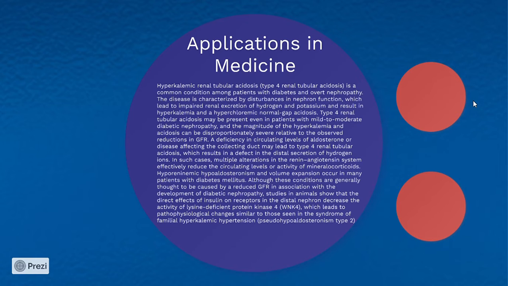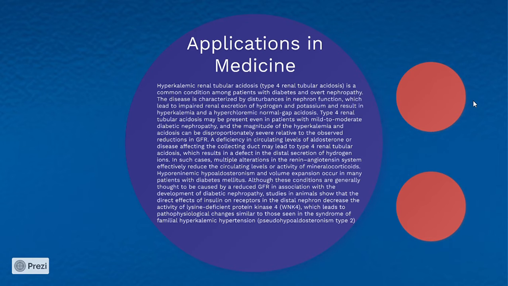Type 4 renal tubular acidosis may be present even in patients with mild to moderate diabetic nephropathy, and the magnitude of hyperkalemia and acidosis can be disproportionately severe relative to the observed reduction in GFR. A deficiency in circulating levels of aldosterone or disease affecting the collecting duct may lead to type 4 renal tubular acidosis, which results in a defect in the distal secretion of hydrogen ions.